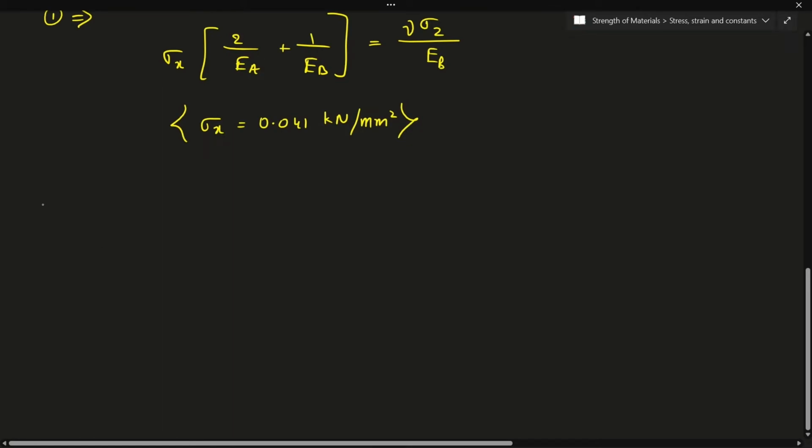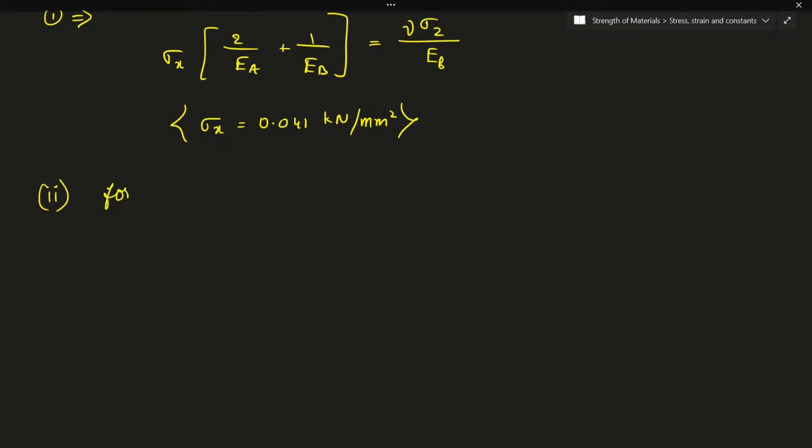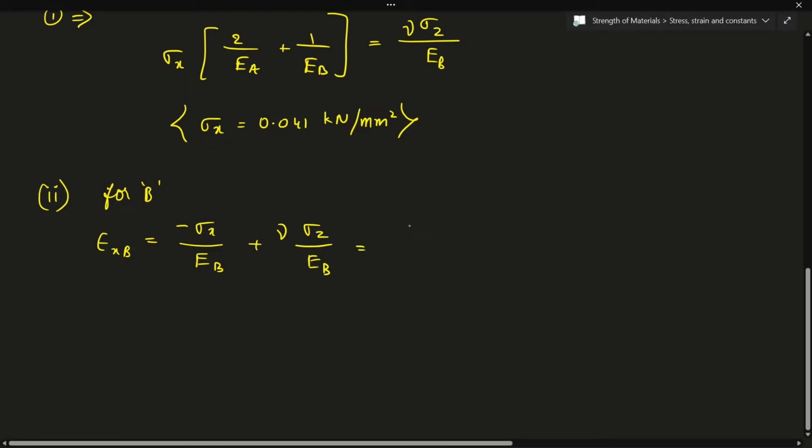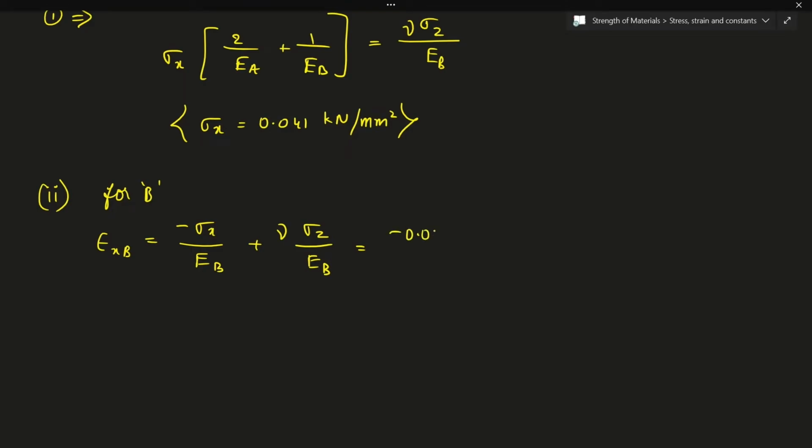Now for the second point, the strain in all the directions for B. So here I am going to calculate epsilon xb first of all, that is nothing but minus sigma x divided by EB plus nu into sigma z divided by EB. So if I substitute here, this is minus 0.041 divided by EB plus 0.3 into 0.5 divided by EB. Now I know all of these values, so this is going to give me 5.45 into 10 to the power of minus 4.